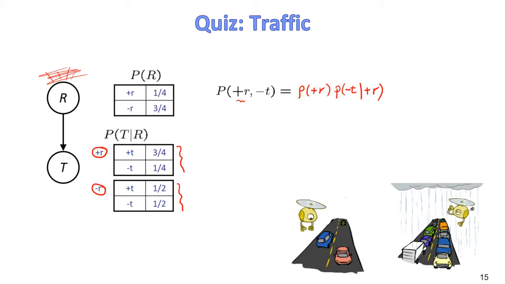And you will directly have these values in the table, by the way. Where is the probability of plus R? 1/4. Yeah, this one. So this is 1/4 times the probability of minus T given plus R. Where is it? In the first table down. Yes, so that one. This is given plus R, and this is minus T, so that's also 1/4. So that will be 1/16.